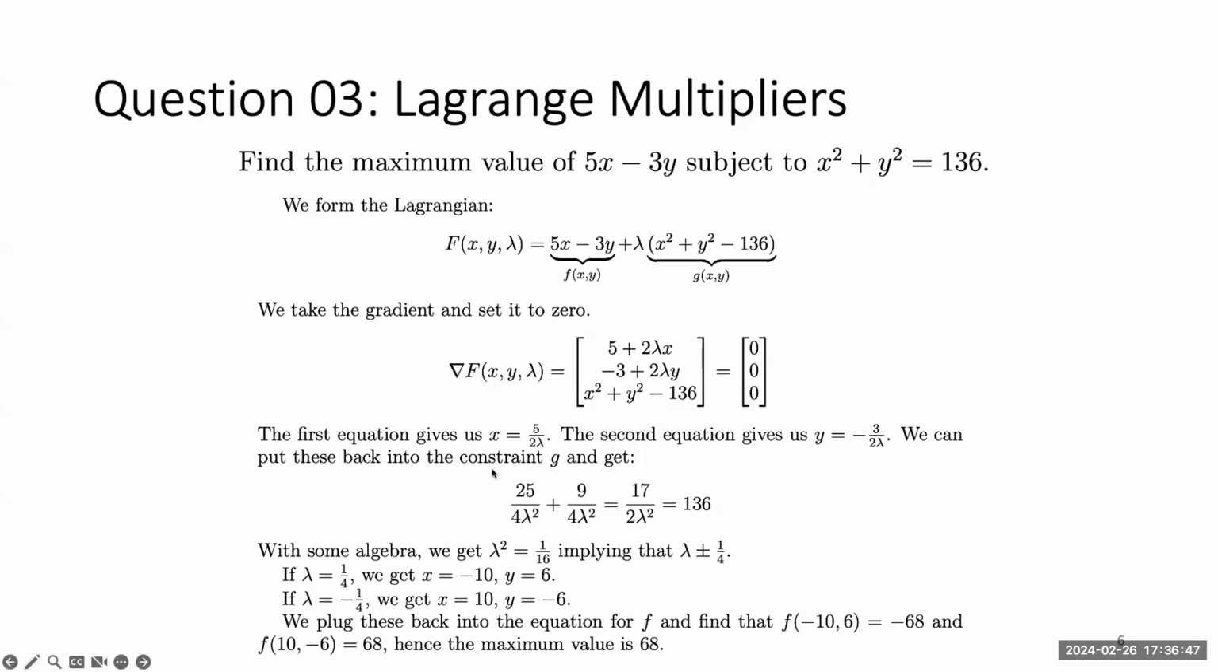Or maybe there should be a negative here. I'll double check this. I think these are correct, but I think there should be a negative by the x and a positive by the y. I'll double check that and make sure it's all good. Again, this is basically how you would mechanically do this kind of problem.